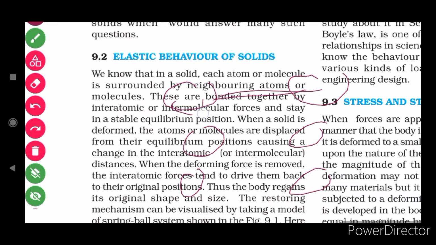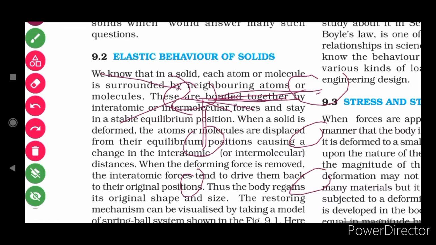It is bonded to a neighboring atom. So when I apply force to it, what will happen? It will be displaced from its equilibrium position. And the intermolecular distance between these two atoms will decrease. Hence the intermolecular forces will increase, and this is the reason for the deforming force.